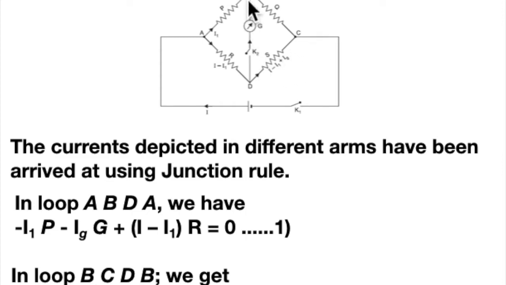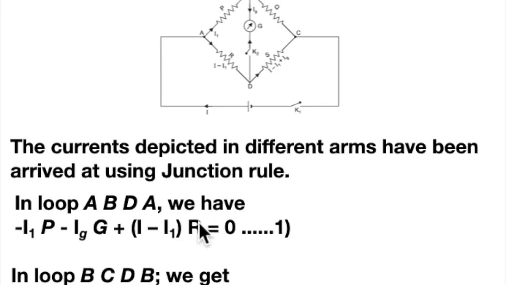Q. Now, here again we have three currents meeting at D. So, again these currents combine, you get I minus I1 from this branch and Ig from this branch. So, the currents are depicted in different diagrams. We have arrived at these values by using the junction rule. You can carefully look at the diagram and write the junction rules.